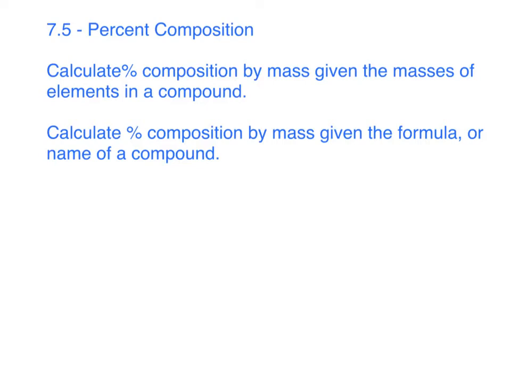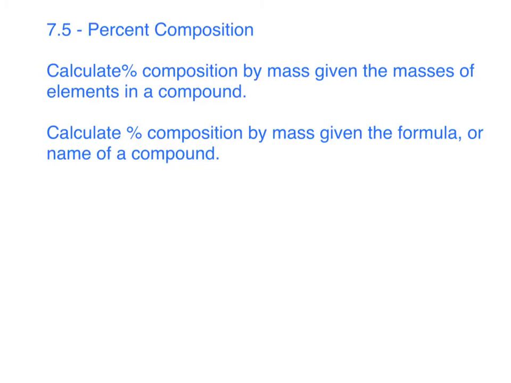So the first method is kind of an experimental result method, where you take experimental results and determine percent composition. And the second one would be more theoretical: knowing the formula of a compound, predict what the percent by mass of the elements in the compound is. So we'll give you lots of examples.